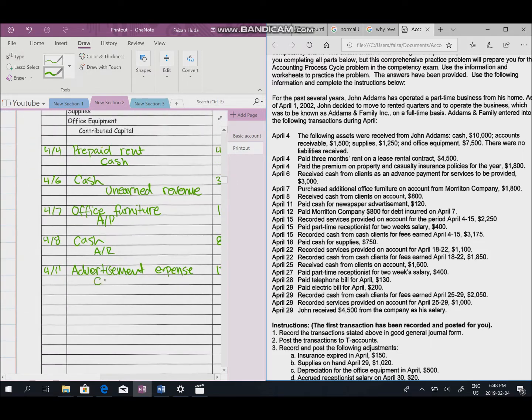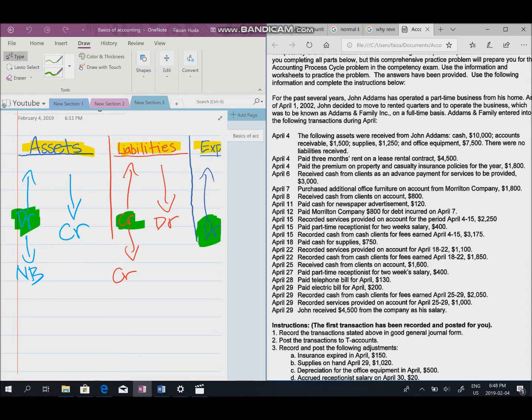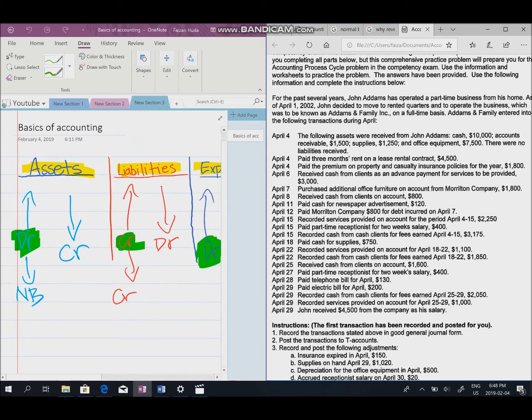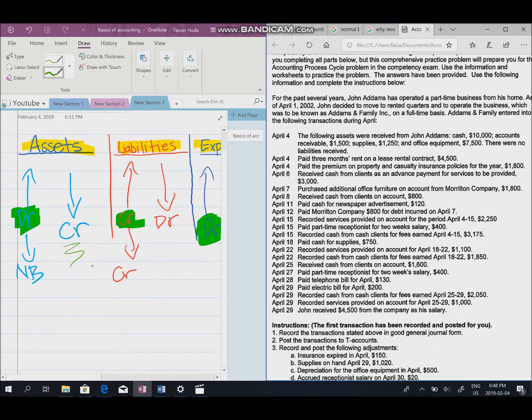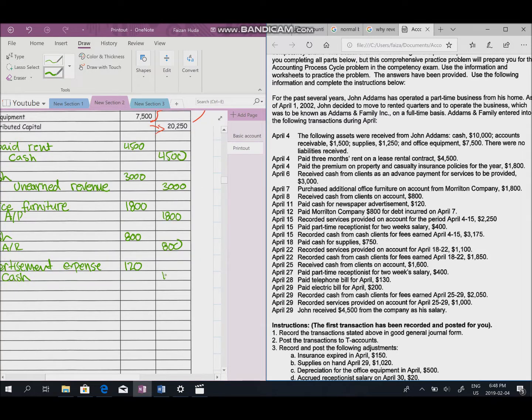Cash, since we paid cash to these guys, cash decreases. Cash is an asset account, and to decrease an asset account you credit it, so that's why I will be crediting our cash. Cash over here, 120 credit.